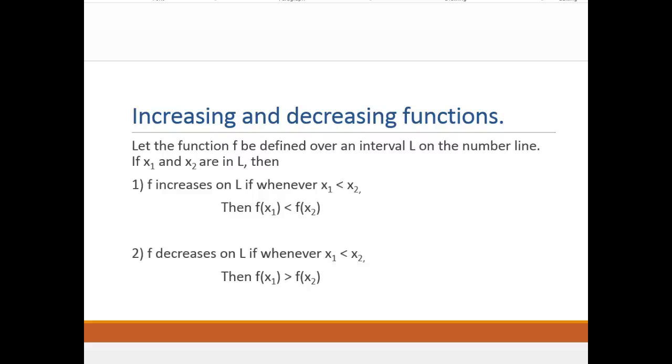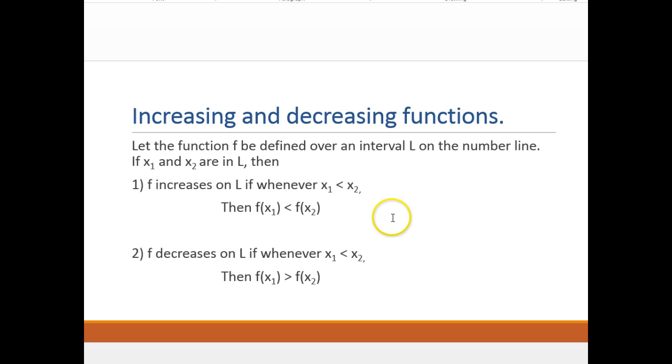Now, when we first want to talk about increasing and decreasing functions, we're going to let f be defined over an interval L. So I'm going to pick some interval on a line, and x1 and x2 are in L. So I'm going to take some points in my interval. Then f increases on L whenever x1 is less than x2, then f of x1 is less than or equal to f of x2.